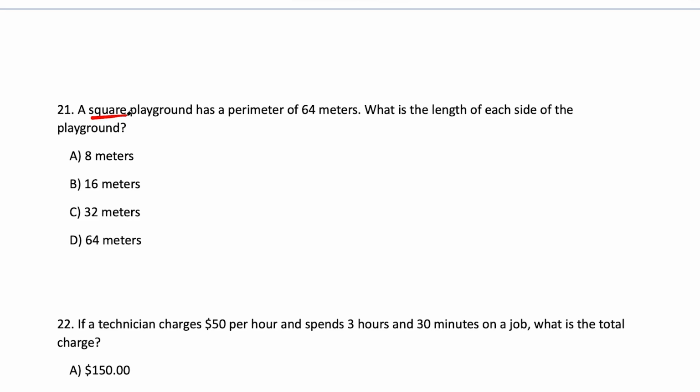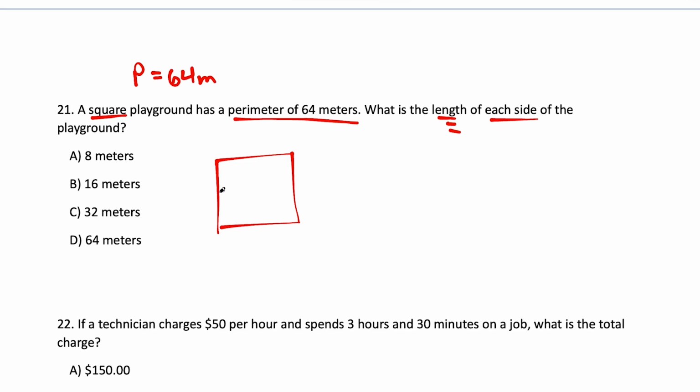Question 21, we have a square playground that has a perimeter of 64 meters, and we want to know what is the length of each side of the playground. So for this question here, I'm just imagining a square, and we're told the perimeter of the square is 64 meters. Okay, so we just have to know that the perimeter of a square, if we call each side x, so I'm just going to put an x all around. The perimeter of a square, or the perimeter of any shape, you just add up the distance all the way around. So here I could do x, and then plus another 2 x's like this, and this would equal 4x.